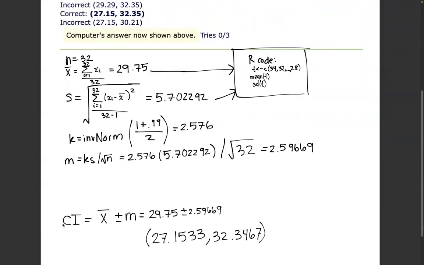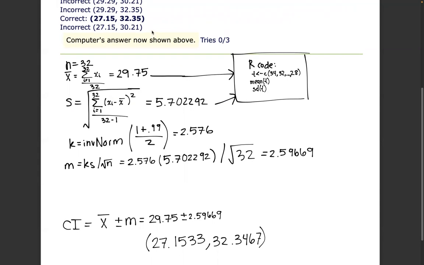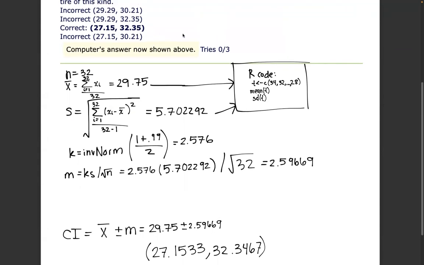Now we can calculate that confidence interval. We do X bar plus and minus M. Our X bar we calculated to be 29.75, plus and minus that M, which we just found. When we subtract, we get 27.1533, and when we add, we get 32.3467, which is the correct answer.